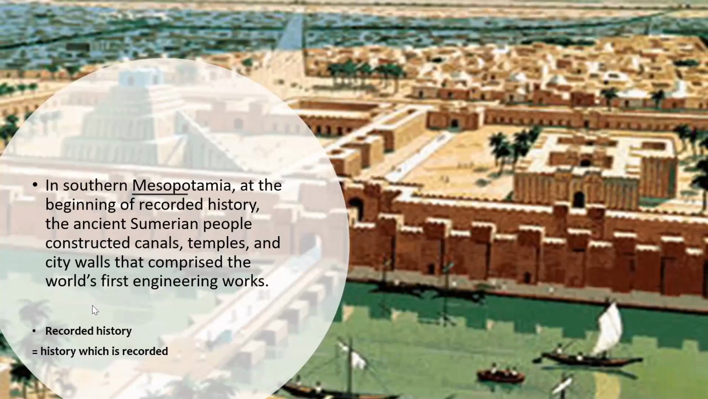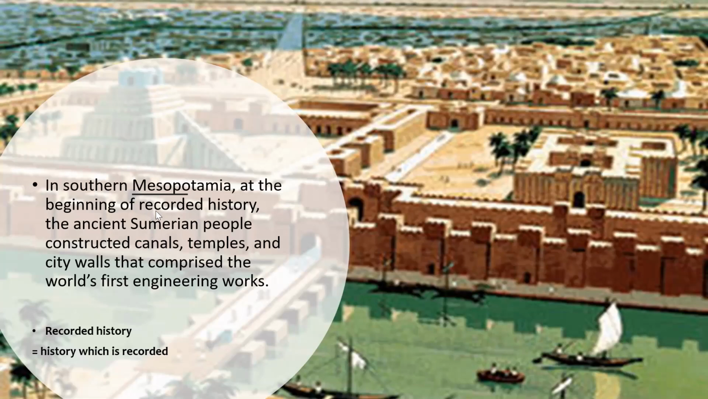The next one is, in southern Mesopotamia at the beginning of recorded history, the ancient Sumerian people constructed canals, temples, and city walls that comprise the world's first engineering works. So you have here the context of the place, that is in southern Mesopotamia, and then you have a comma. The next additional information about the context of the sentence is at the beginning of recorded history.